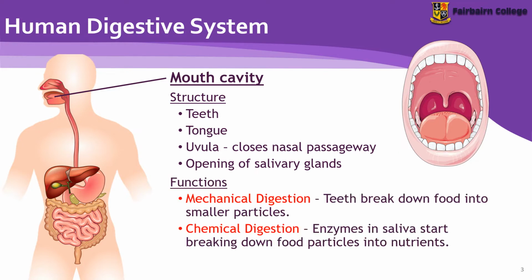The function of the mouth cavity is digestion, both mechanical digestion, which is the physical breakdown of food by the teeth and the tongue into smaller food particles, as well as chemical digestion, which is the breakdown of those food particles into nutrients which can be dissolved into water so that they can later be absorbed into the blood. Chemical digestion is aided by water in the saliva as well as the enzymes which are secreted by the salivary glands.